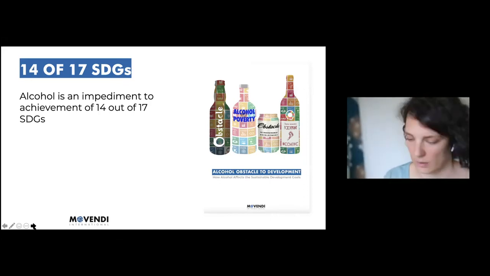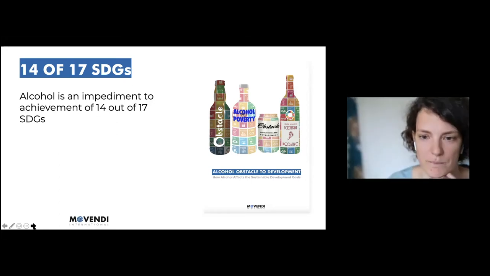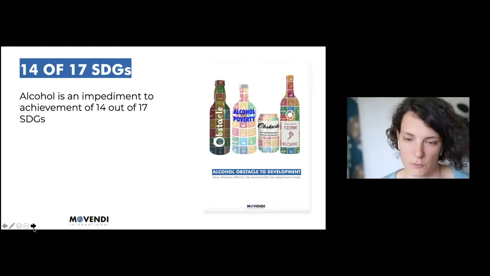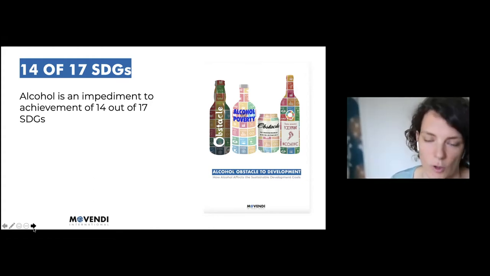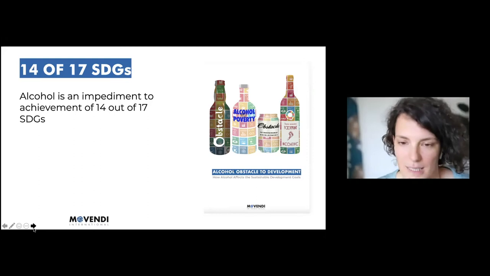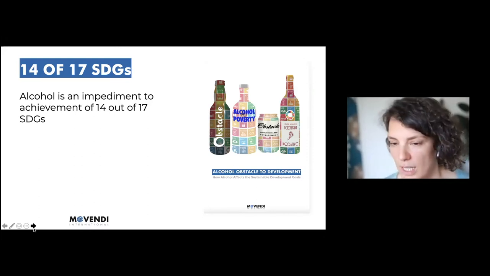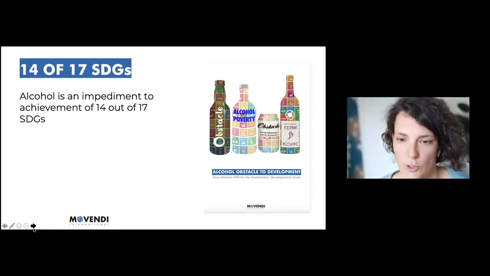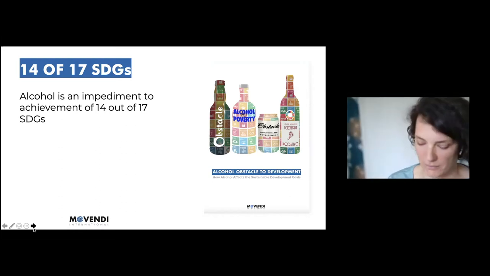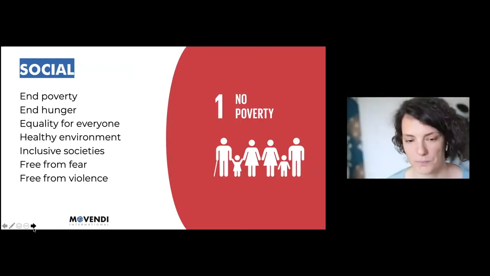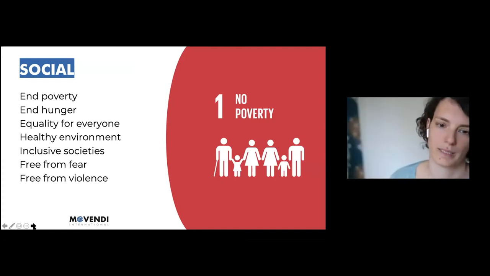So I will take you shortly through that. What I have done is that I have grouped the goals into three categories, as we are also looking at the sustainability from the perspective of social, economical and environmental sustainability. That is only because of the limited time I have to talk about this. So I would really recommend that you have a look at the material that we have produced, Alcohol Obstacle to Development, where we are going through all the goals and all the targets and showing some evidence and presenting also some solutions.